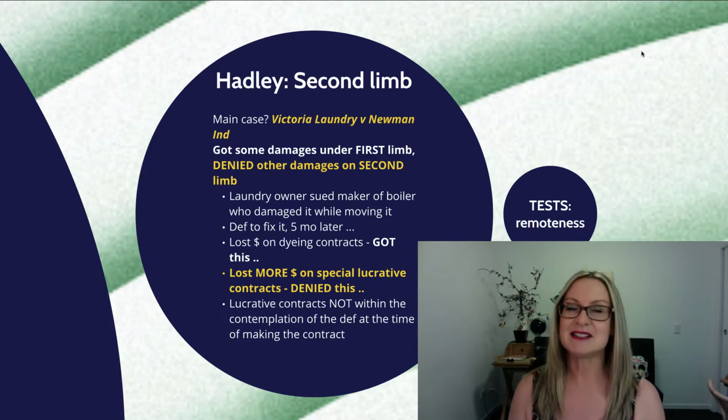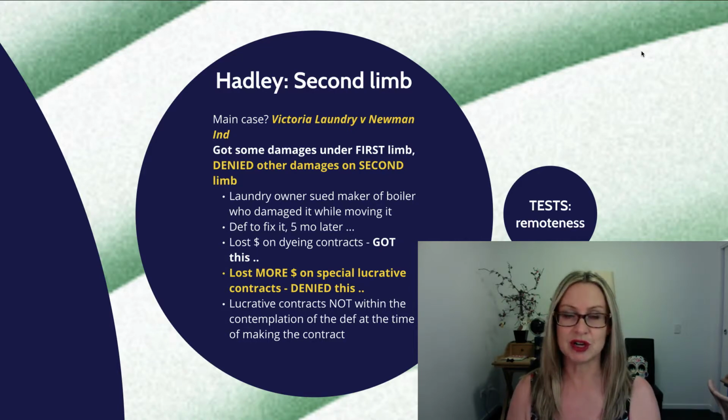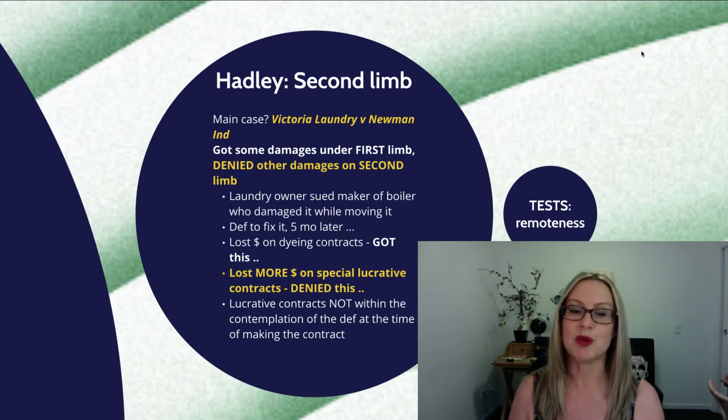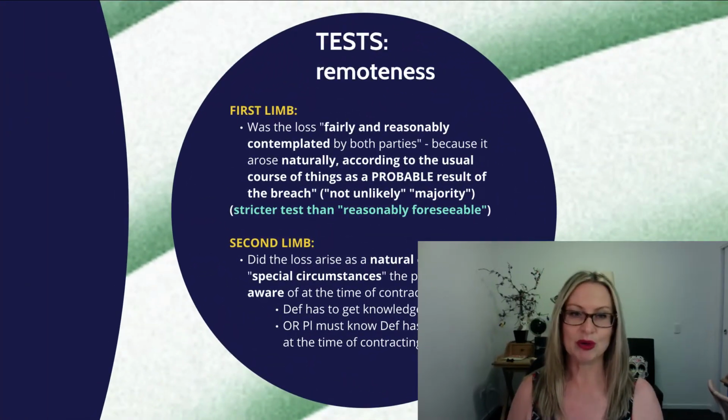And unless the defendant actually had knowledge of those lucrative dyeing contracts, or the plaintiff had told them about the lucrative dyeing contracts, then that's not the kind of loss that the boilermaker was responsible for. So that's the second limb in Hadley and Baxendale. I'll just quickly recap on those tests.